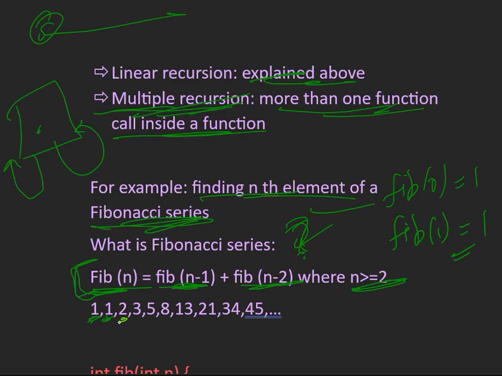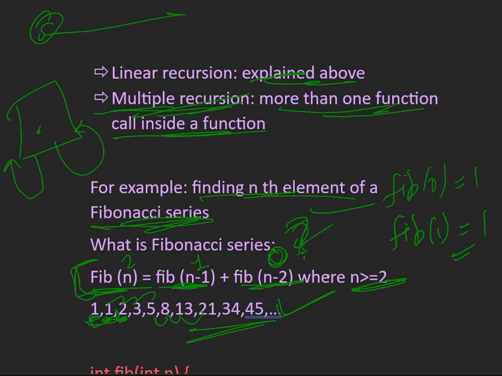So Fibonacci of 2 is Fibonacci of 1 plus Fibonacci of 0. These values we already have, so 1 plus 1 we get 2. 2 plus 1 we get 3. 3 plus 2 we get 5. 5 plus 3 is 8. 8 plus 5 is 13. 13 plus 8 is 21. This way, this is the Fibonacci series.